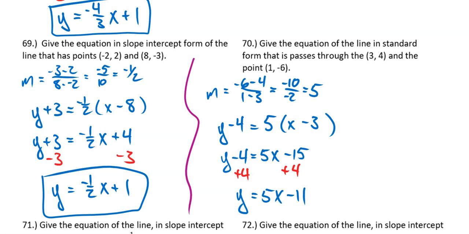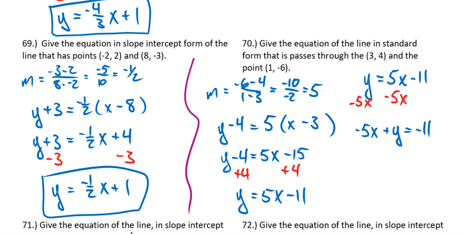But now from here, if I want to do standard form, remember standard form is the one where x and y are on the same side. It's x plus y equals constant. So I just have to get the x over on the same side as the y. So I'm going to subtract that 5x from each side. And this is pretty close.